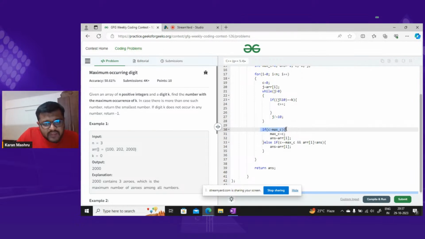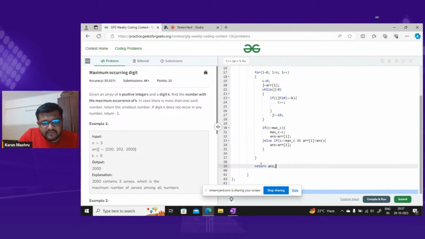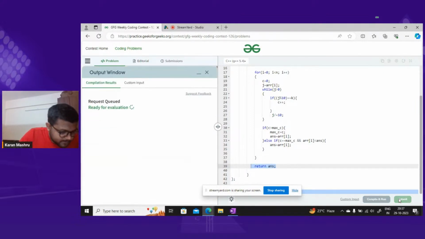Now if the count of k in this number is greater than max count, then we update the max count value and also the answer value equals array of i. Else, if the count is equal to max count, that is, if the count of occurrence of k in this number is equal to max count and the value of the array element is less than answer, then we also update the answer variable. Why? Because in case of multiple elements having the same max count, the smallest one is taken. So we take that, and finally I will return the answer.